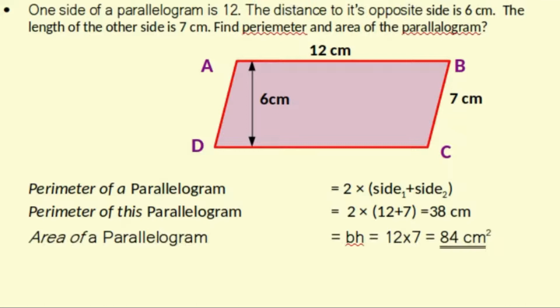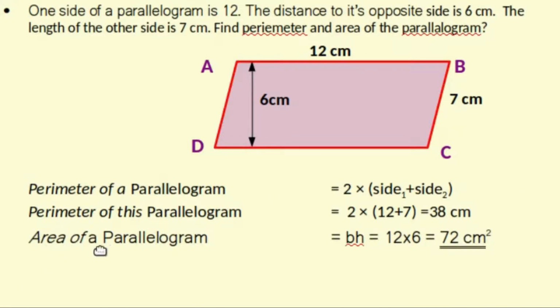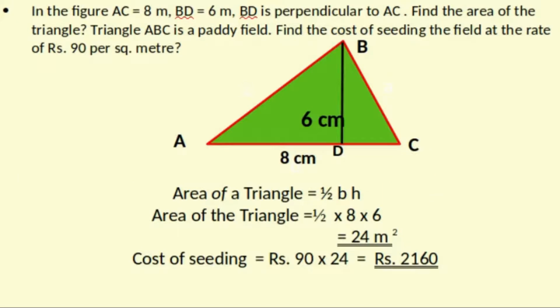And what about the area? Area of a parallelogram equal to BH, that is equal to 12 into 6 equal to 72 centimeter square. The figure AC equal to 8 meter, BD equal to 6 meter, BD is perpendicular to AC. Find the area of the triangle. Triangle ABC is a paddy field. Find the cost of seeding the field at the rate of 90 per meter square.